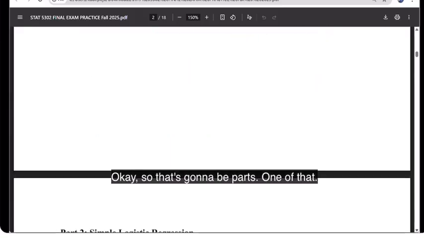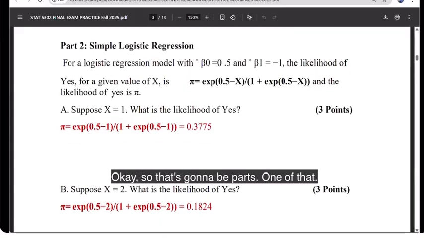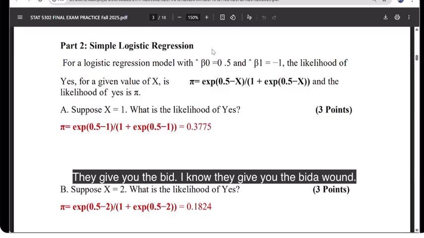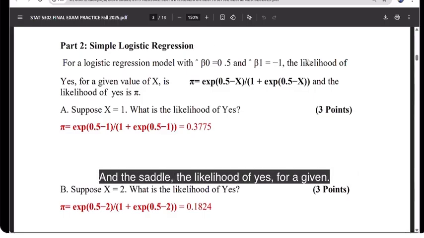Okay, so that's going to be part one of that. We're also going to have part two. Now, what if we are still on binary logistic regression? They gave you the beta null and the beta one, and they said the likelihood of yes for a given value of s is given as this.